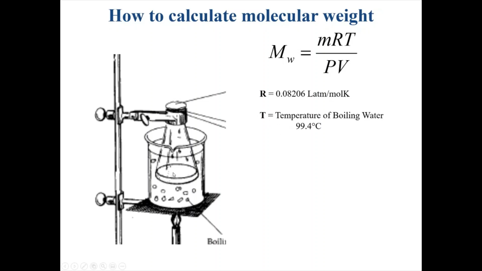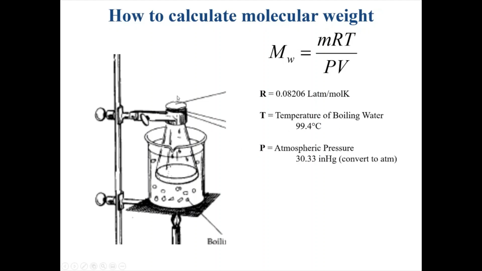Well, the temperature of the gas is going to be the same as its surroundings, which is the boiling water. So on the day of the experiment, you would go in and put a temperature probe into the boiling water, and you'd get a temperature of 99.4 degrees Celsius. And we would write that down on our data sheet. So that's going to be written into your data sheet for you.